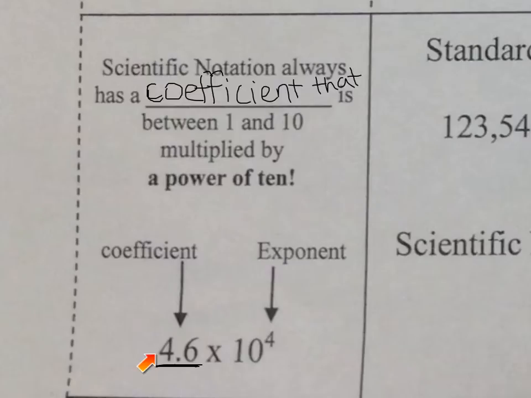It's between 1 and 10. It may include a decimal. And then it has an exponent or a power of 10. All numbers that are written in scientific notation will look like this. It has to be the number between 1 and 10 in front, and then times 10 to a power. That number that's an exponent, that little 4, is called a power. That's an exponent.